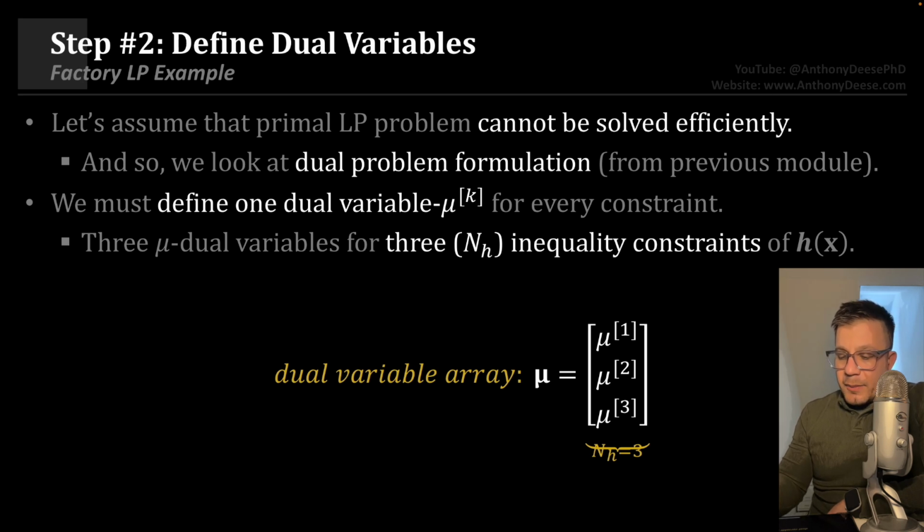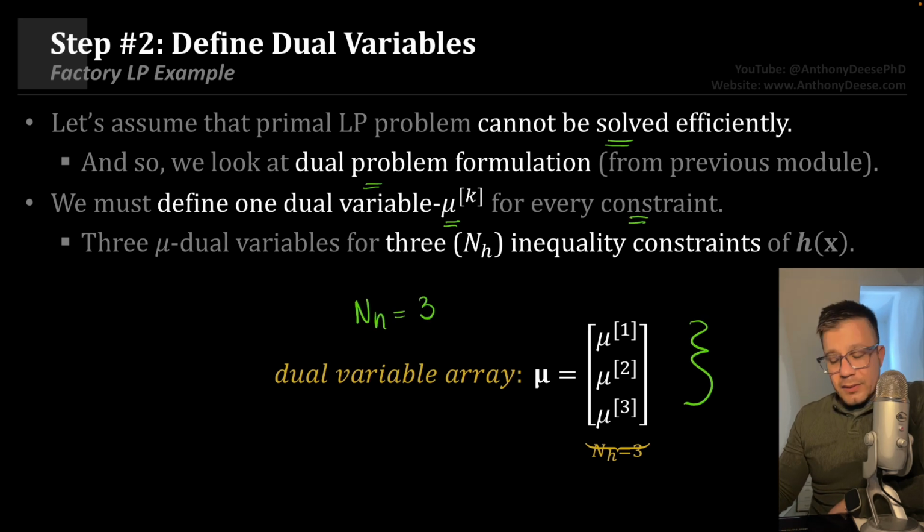Now let's say that we're not going to solve the primal linear programming problem. Let's assume that we can't do that efficiently, and so we're going to look at a dual problem formulation. Pretty close to the one we described in the last module. So we must define one dual variable, mu, for every constraint. We have 3 constraints, and so we have 3 Lagrange multipliers, or 3 dual variables.